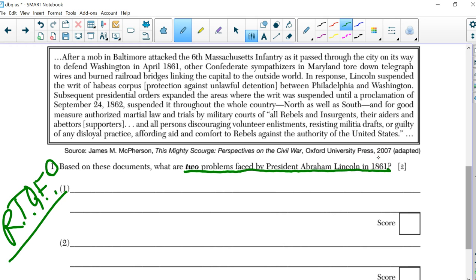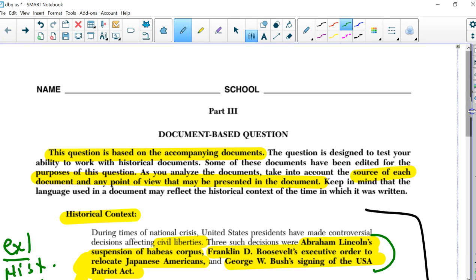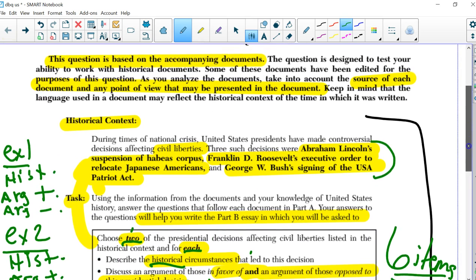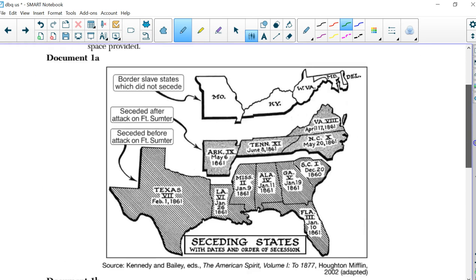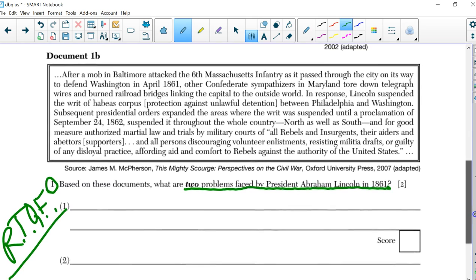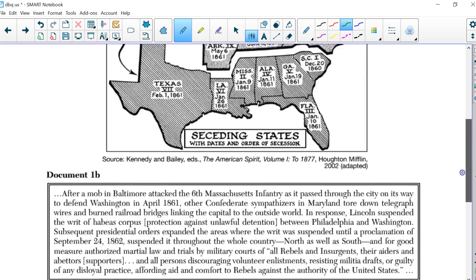This has already given us information that we need. One of the options on our essay, which I can actually go back to, I know it was a different video, but hopefully you watched it and you know what I'm talking about. So, Abraham Lincoln, suspension of habeas corpus. Well, if you don't know what habeas corpus is, that's okay. The documents might give you the answer, okay? Documents give you a lot of answers. So, we know that we're talking about the first part, Abraham Lincoln, okay? And problems that he faced, you need 2 of them, in 1861.